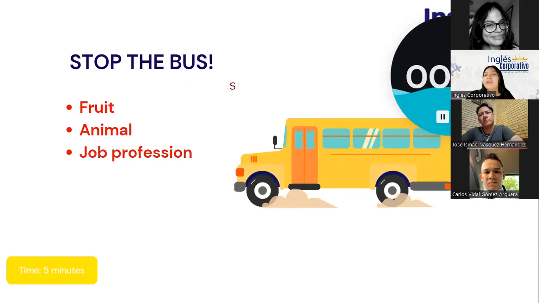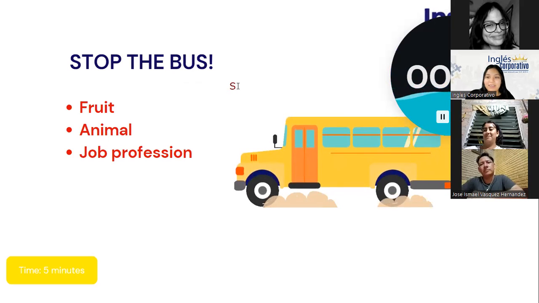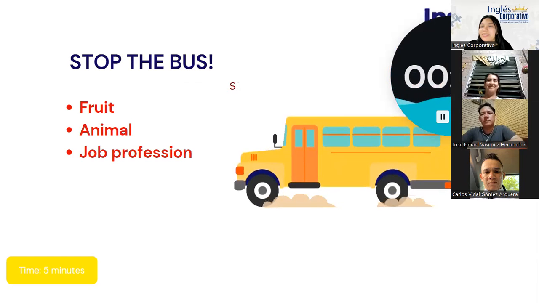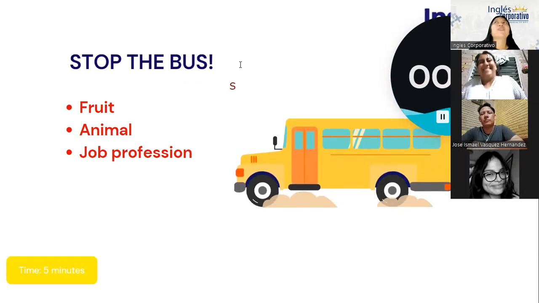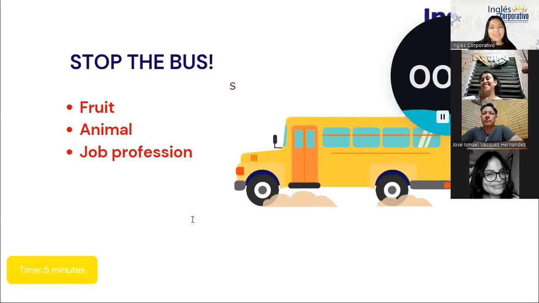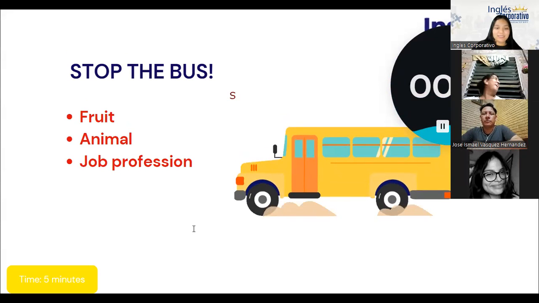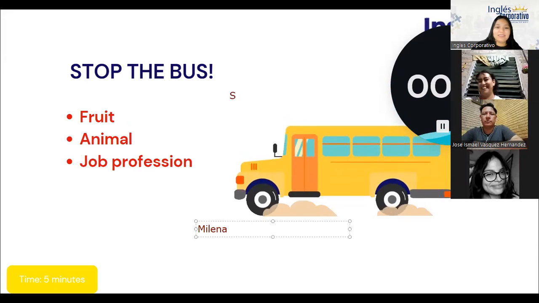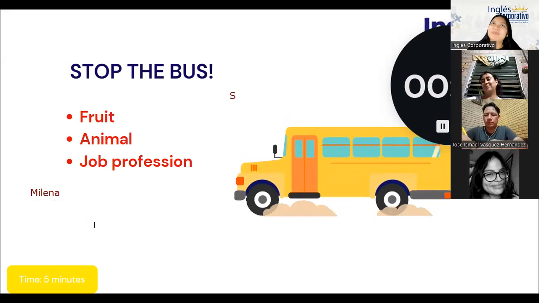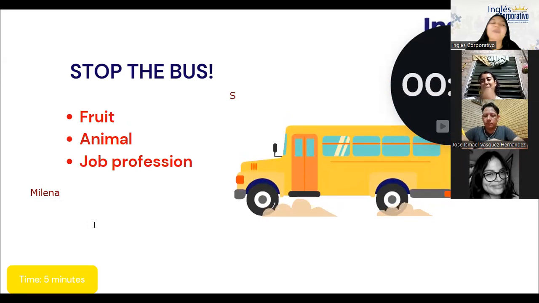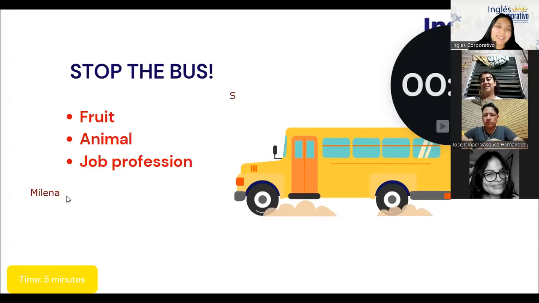Stop the bus. Okay, very good. So, Mercedes. Fruit with S, a strawberry. Animal, a snake. And job, service representative. Very good. Yes, let's say that yes, okay.